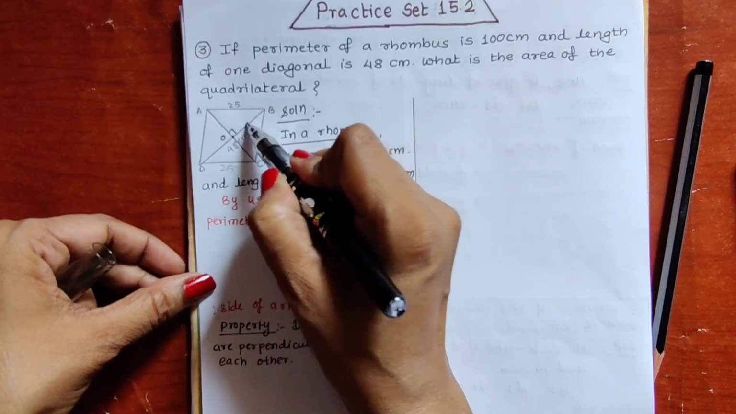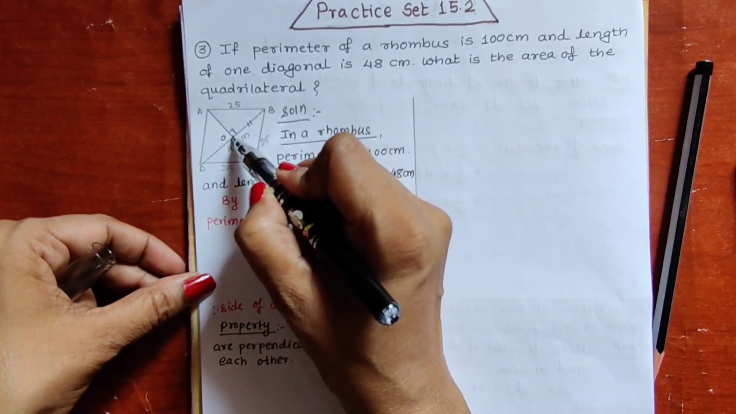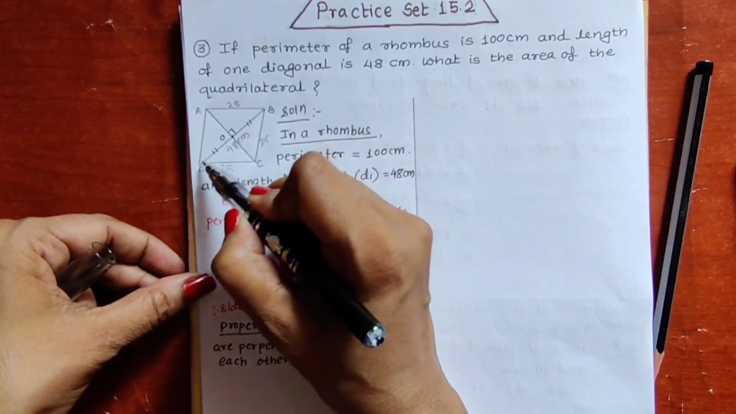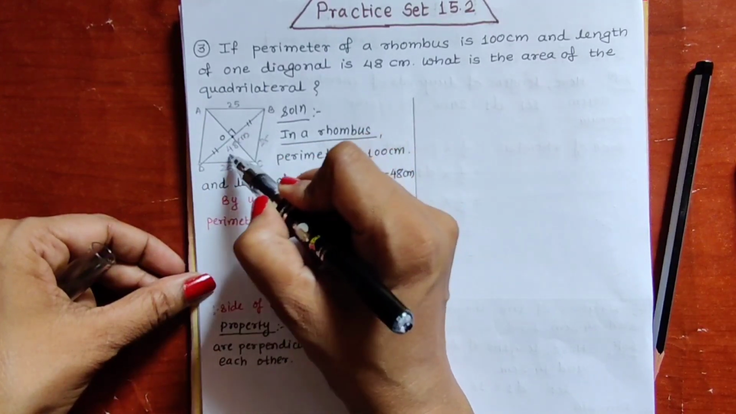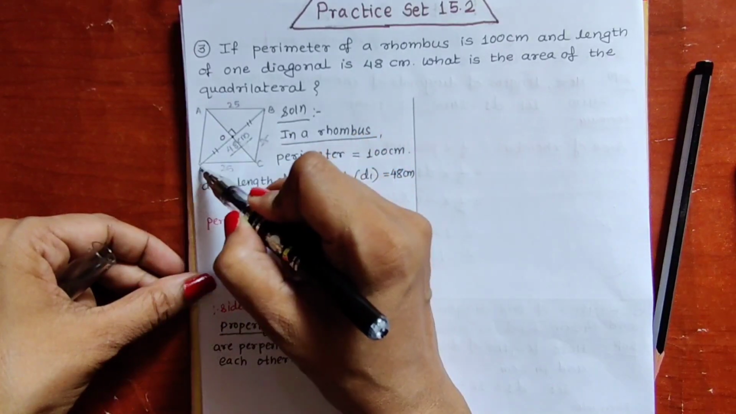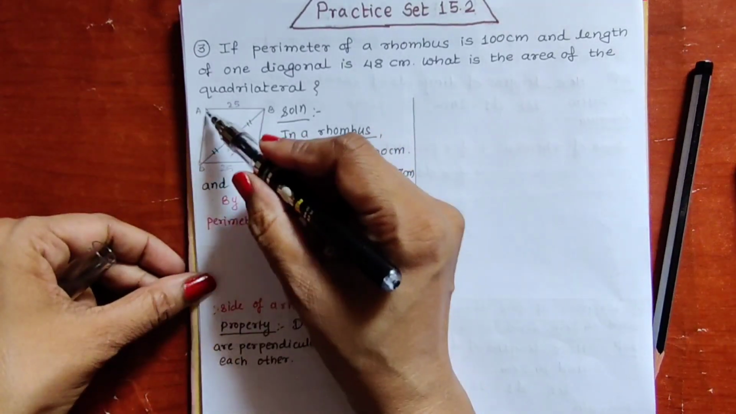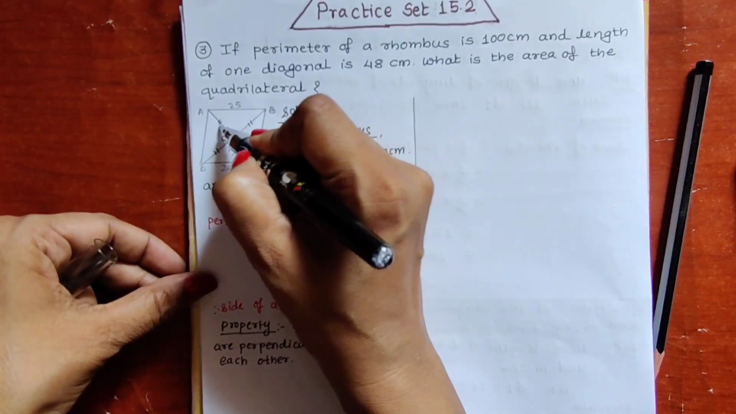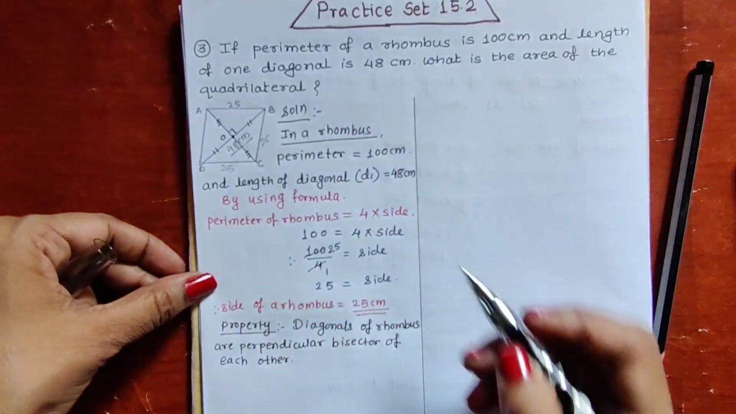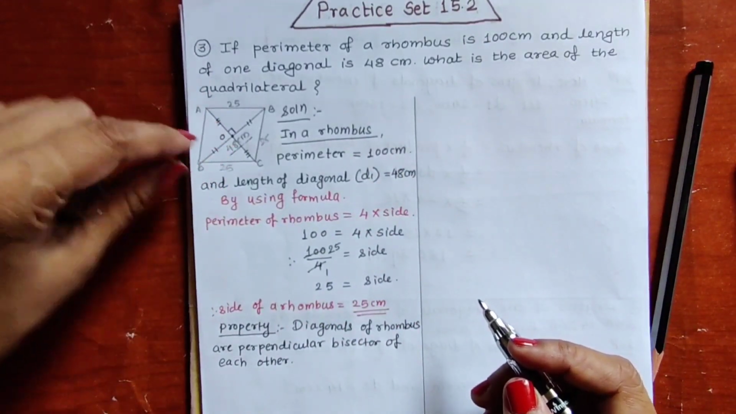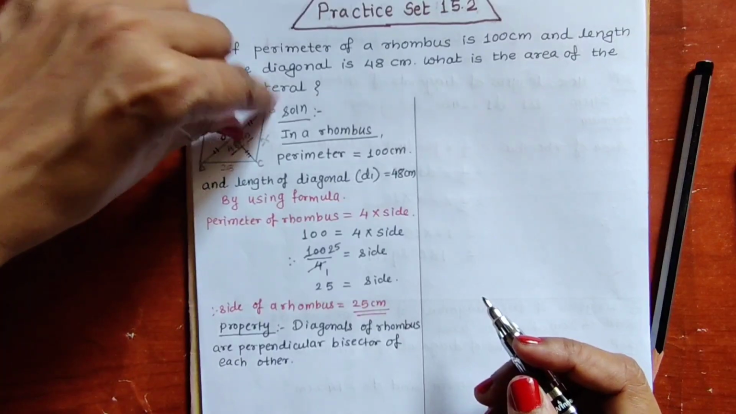They make two equal parts of each other. That means this BO, B to O, distance is equal to D to O. So BO is equal to DO. As BD is 48 centimeter, BO will be 24 and DO will be 24. Similarly, AO and CO will be congruent. So first we will be writing about this DO and BO.